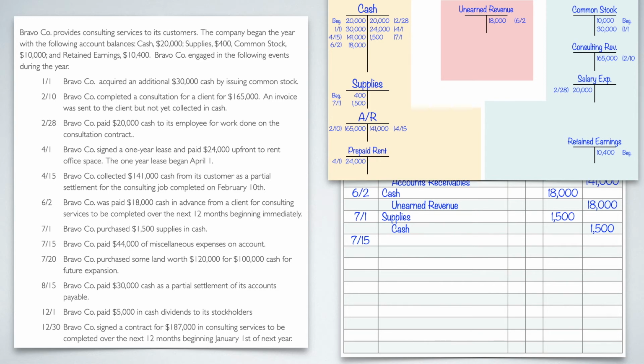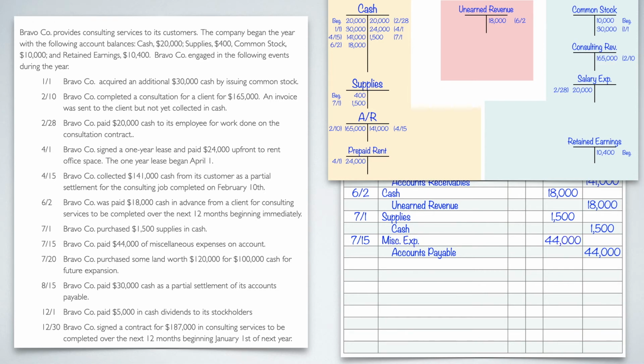Accounts payable is a liability. So in order to increase liabilities, it needs to go on the credit side. So we're going to credit accounts payable for $44,000. And then on the other side, what are we going to debit? Well, this is an expense. It tells us an expense. It actually tells us the name. So we're just going to put miscellaneous expense for $44,000.